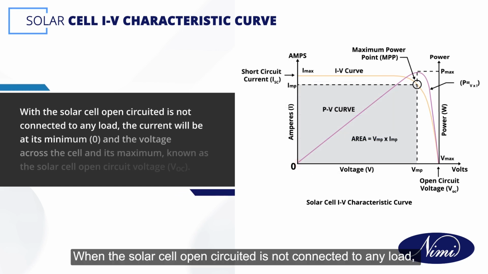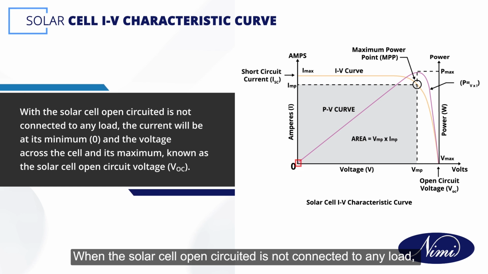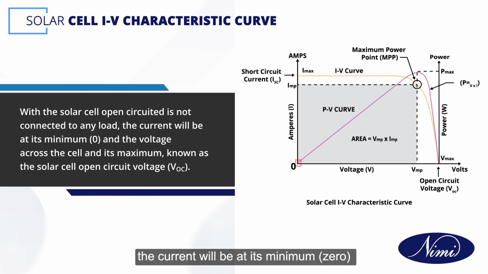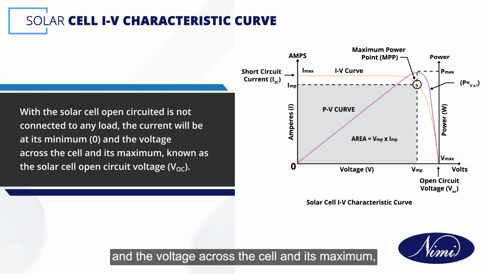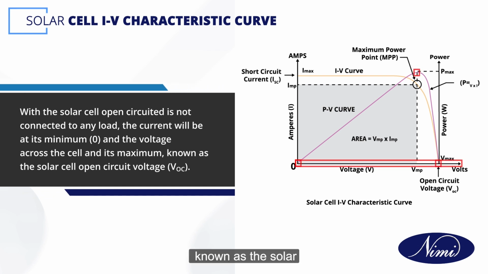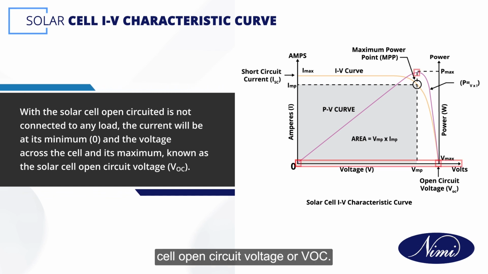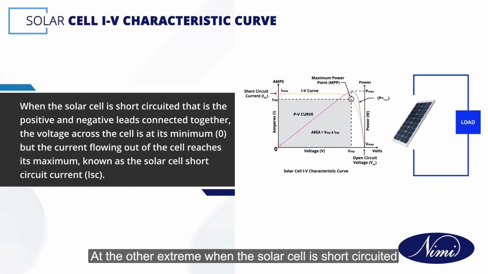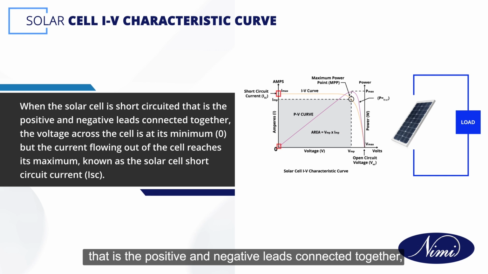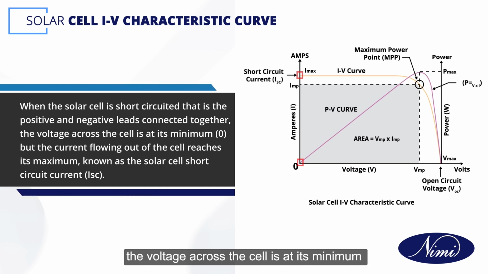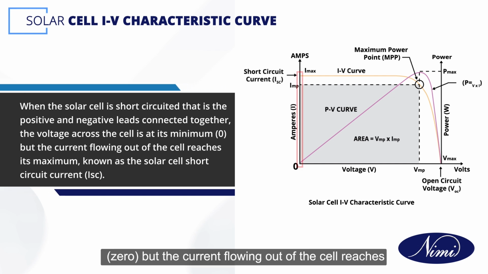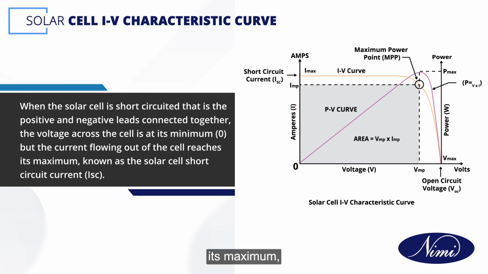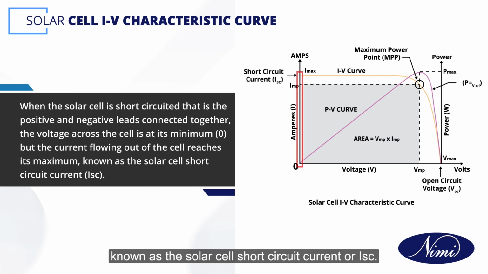When the solar cell is open circuited, not connected to any load, the current will be at its minimum, 0, and the voltage across the cell is at its maximum, known as the solar cell open circuit voltage or VOC. At the other extreme, when the solar cell is short-circuited, that is, the positive and negative leads connected together, the voltage across the cell is at its minimum, 0, but the current flowing out of the cell reaches its maximum, known as the solar cell short-circuit current or ISC.